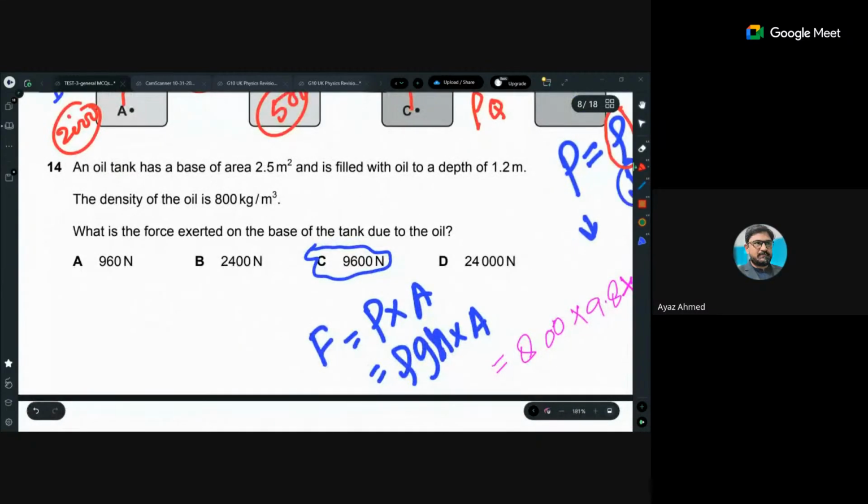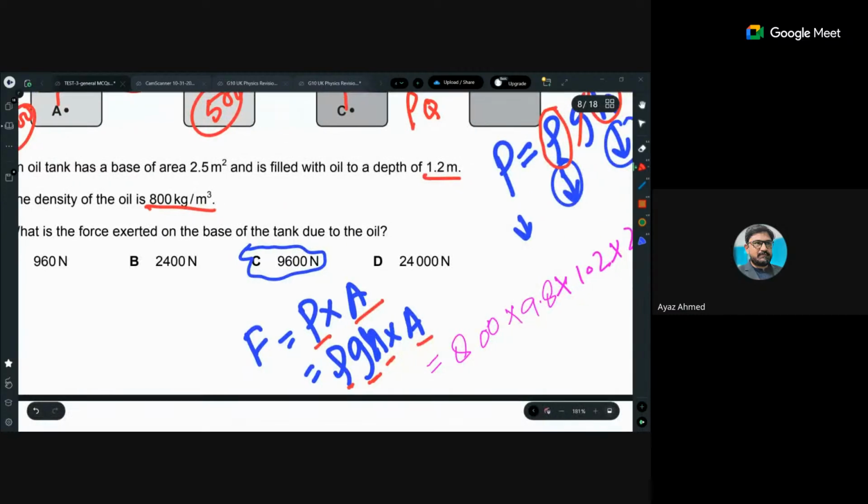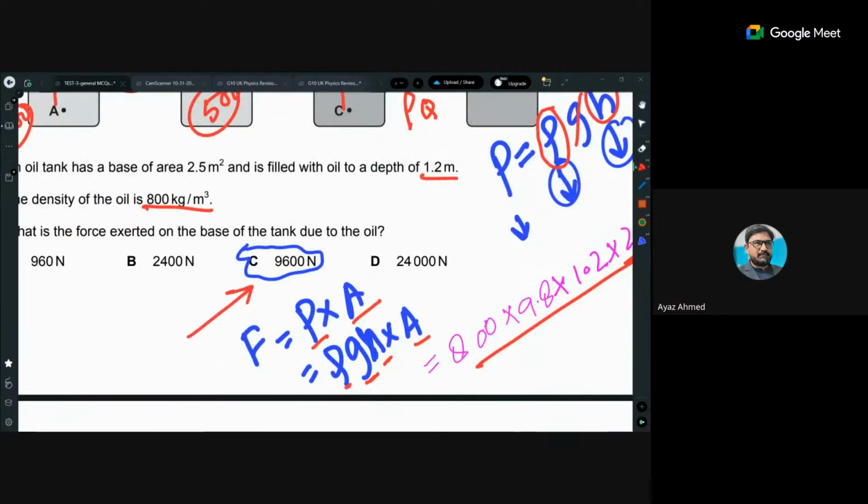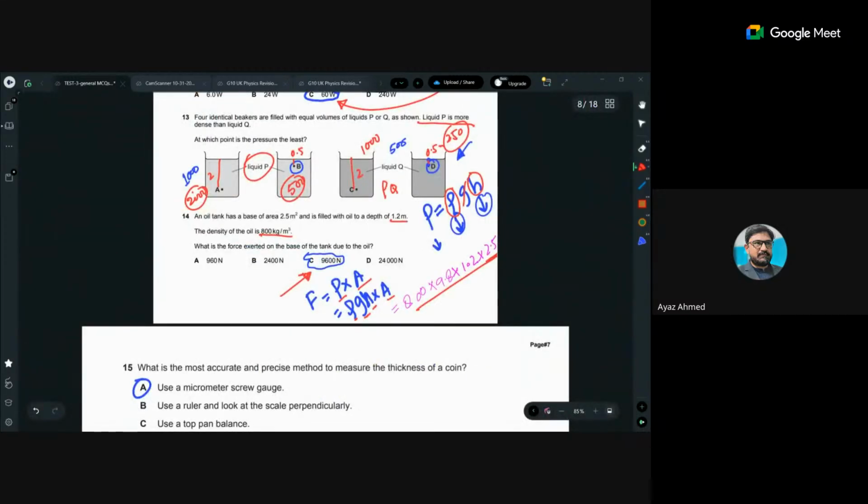An oil tank has a base area of 2.5 square meter filled with oil to a depth of 1.2 meter. The density of the oil is 800 kg per cubic meter. What is the force exerted on the base of the tank due to oil? Force is pressure into area. What is pressure? Rho g h into A. So density is given to you, g is available, depth is available, and area is available. When you multiply all of these numbers, you will get 9600, I believe. Please do the calculations again. So the right option should be option C.